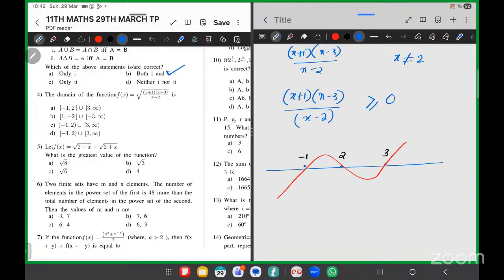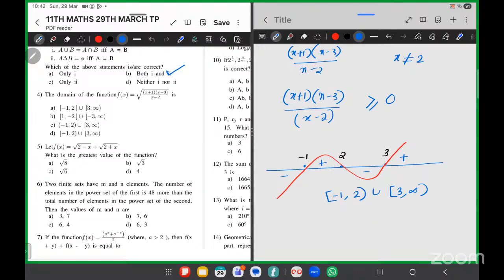It is going like this. Here it is positive, here it is negative, here it is positive, here it is negative. So we want positive. Positive means we can consider from 3 to infinity. 3 is possible. Or we can consider from minus 1 to 2. But 2 is not possible. We have to put open interval there. But minus 1 is no issue. We can put closed interval.